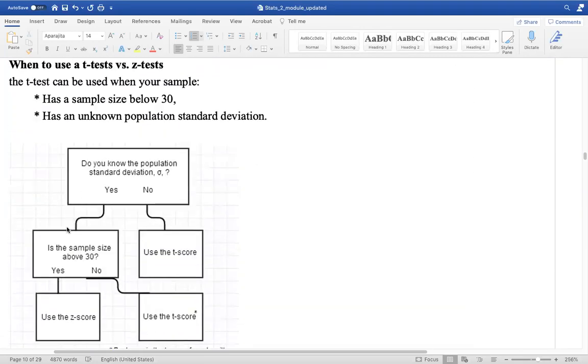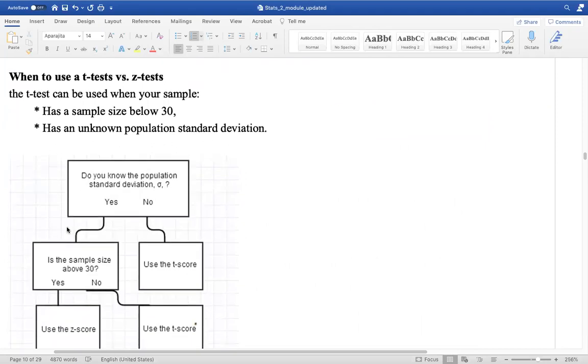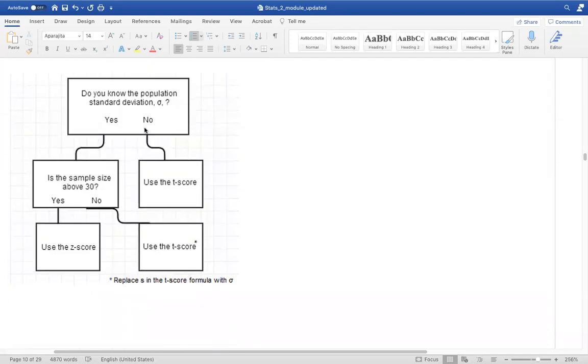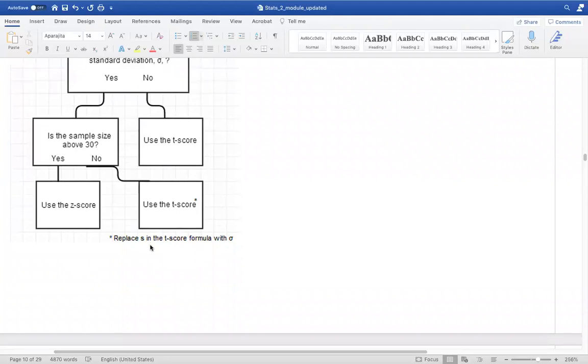Here we have some kind of diagram for when to use the t-test and when to use the z-test. Do you know the population standard deviation? If you know the population standard deviation, then is the sample size above 30 or less than 30? If above 30, then we can go for the z-score. If you don't know the standard deviation of the population, then we can go directly for the t score. Or else if you know the standard deviation and your sample size is less than 30, then we can go for the t score.